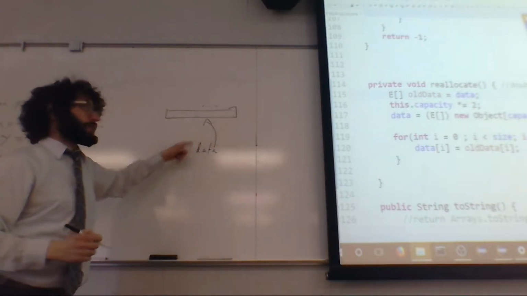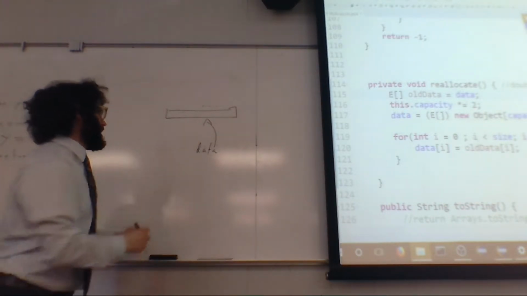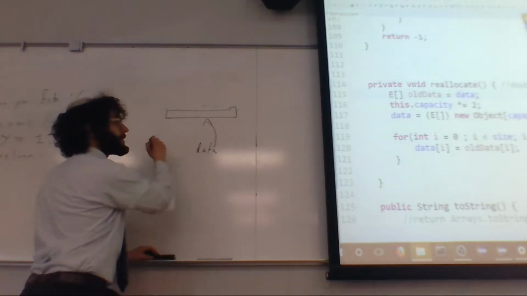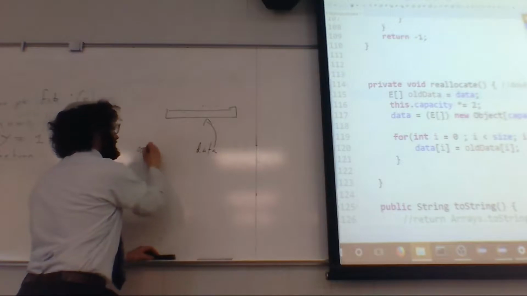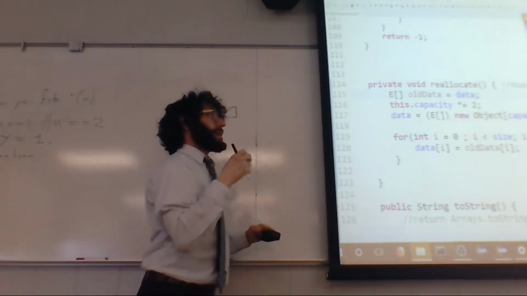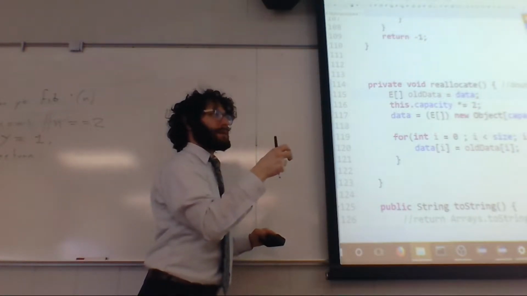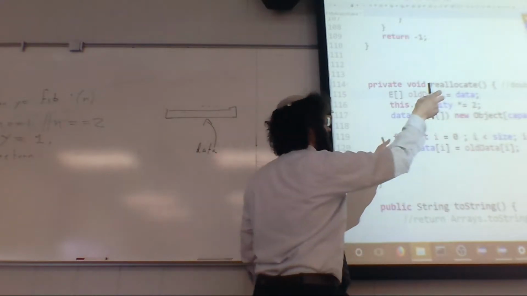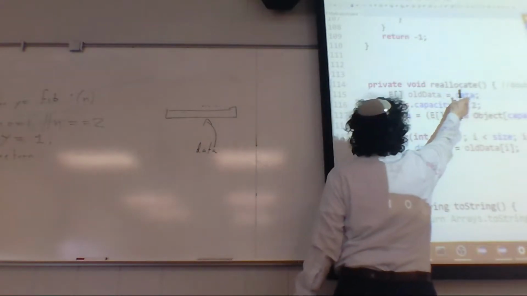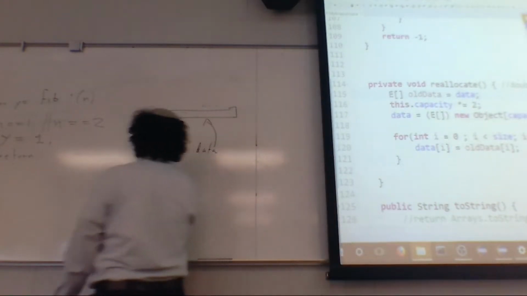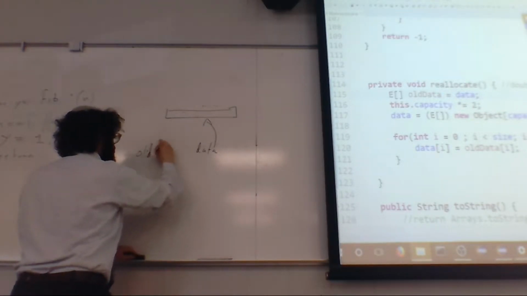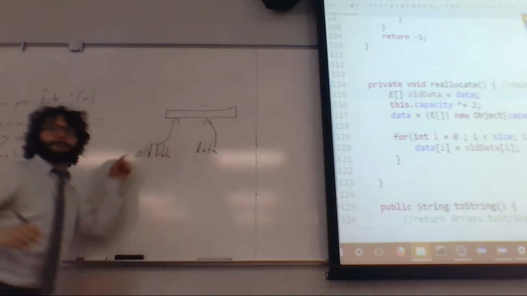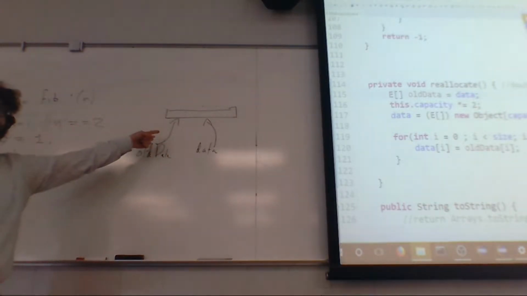Okay. So what we're saying is that our first line of code is old, new generic array, old data is equal to data. And what that does is it says, let's take the memory location on the right and store it in the left. So we're going to take the memory location of this array and store it in old data. So that means that old data also points to this. Okay? So these now point to the same array, right?